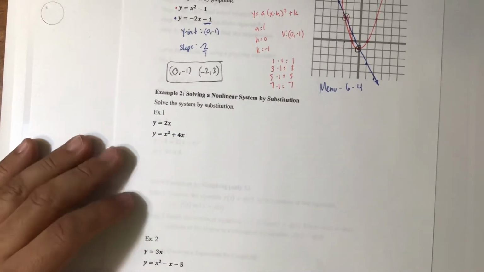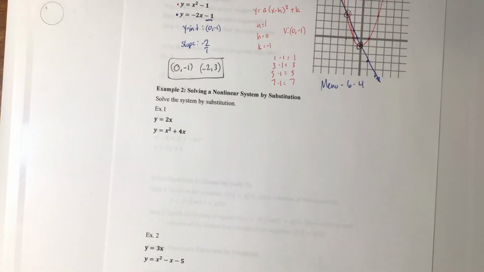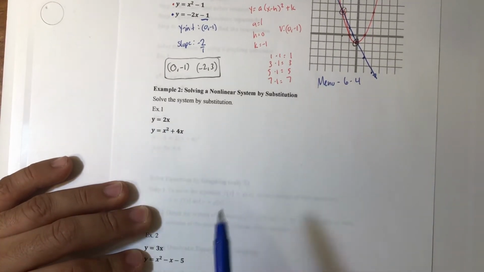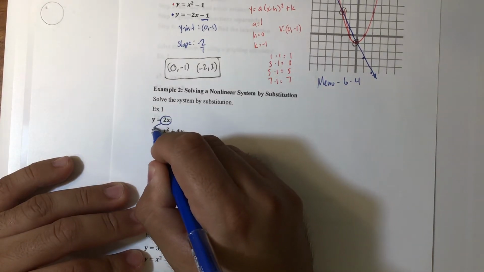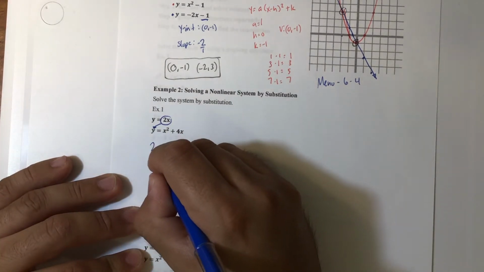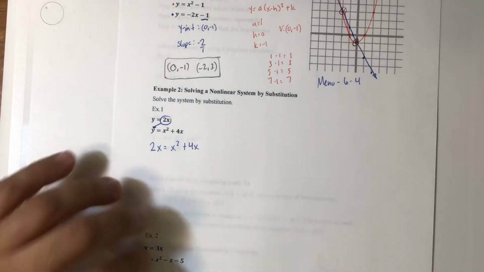Okay. Example 1 right here says, solve the system by substitution. So for here, we've done substitution before. We're just going to take one and substitute into the other and solve. But this is a little bit different. Let me show you what I mean. So for this first one here, they both say y equals. So what I'm going to do is take 2x and substitute it into this y right here. And that's going to give me 2x equals x squared plus 4x.